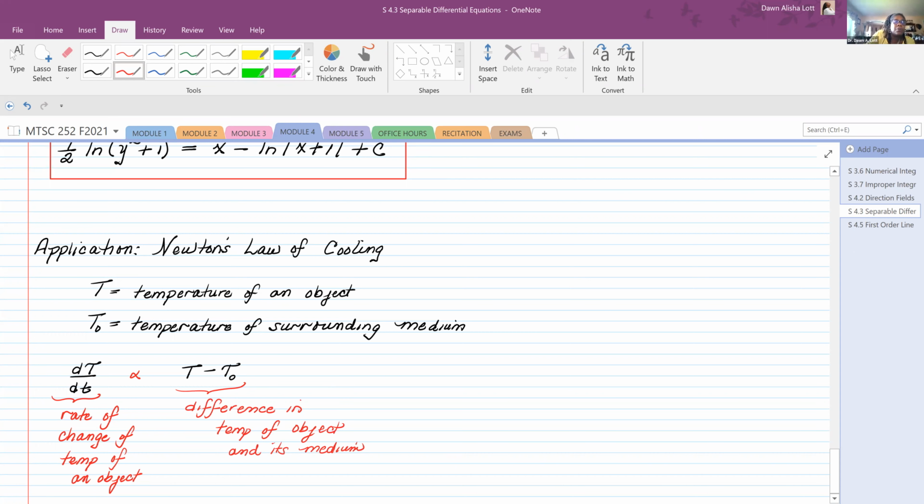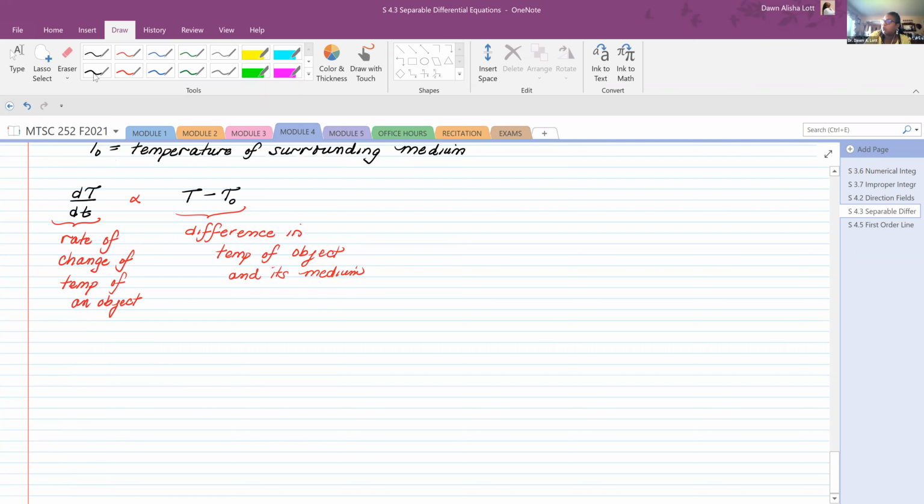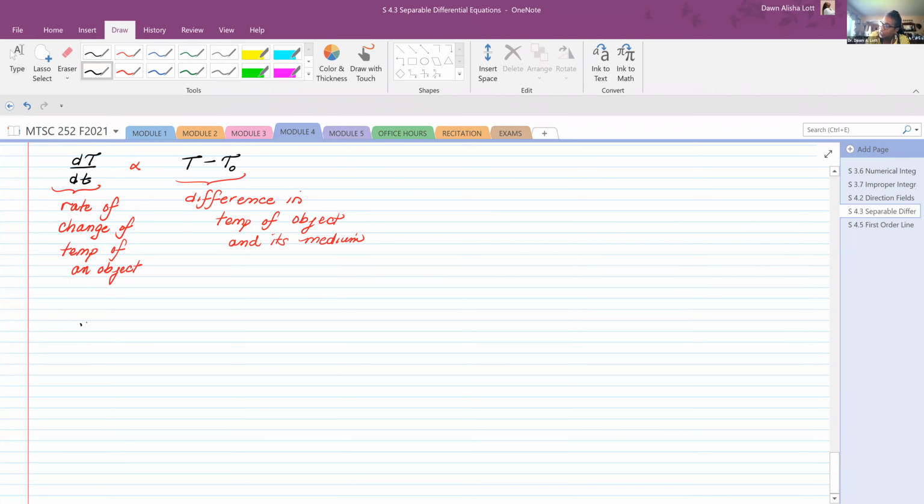Okay, so the way we write it is dT/dt is equal to minus k times (T minus T naught). And here k should be positive.